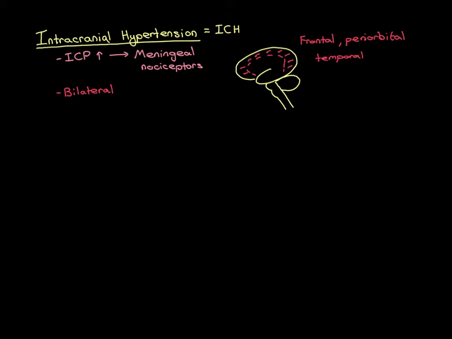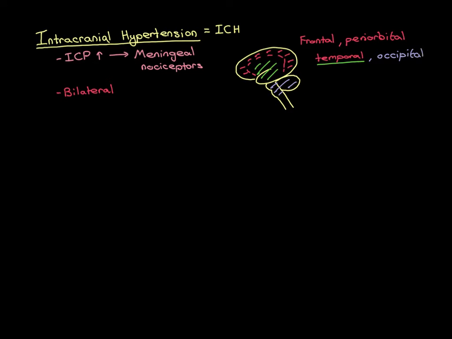And I should have tried to colour code this better. So temporal region, coloured in green here, this is all of this portion of meninges here, and then the bottom of the brain here, the cerebellum and the bottom of the brainstem, that is the occipital region of the head.